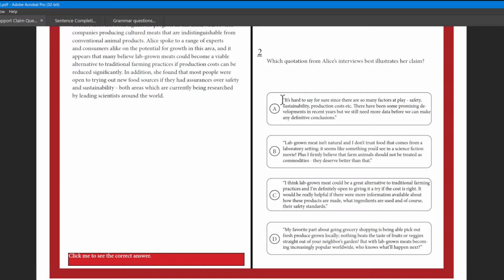But just look at the first lines to help you eliminate some answers. It's hard to say for sure, but it's probably not going to be the right answer. You want a clear position from the beginning. Lab-grown meat isn't natural. I don't trust food. Okay, this is the hater. This is the person who doesn't like this idea. That doesn't go with what she said here. So I'm going to ignore that right away. Could be a great alternative.